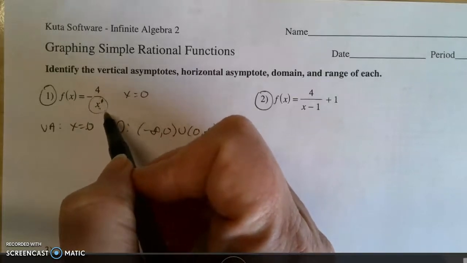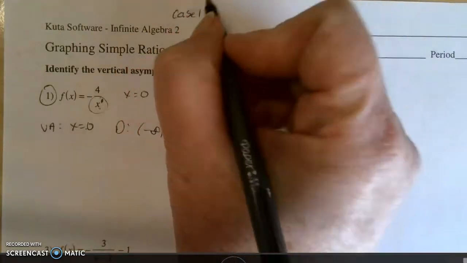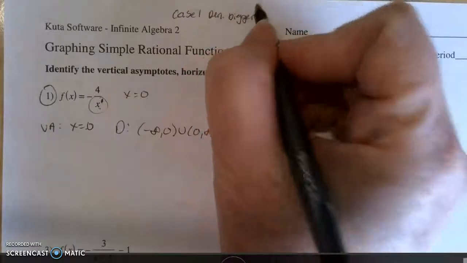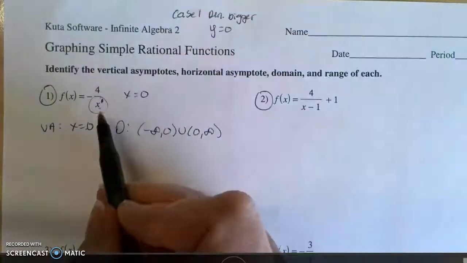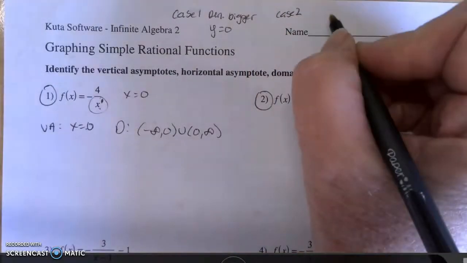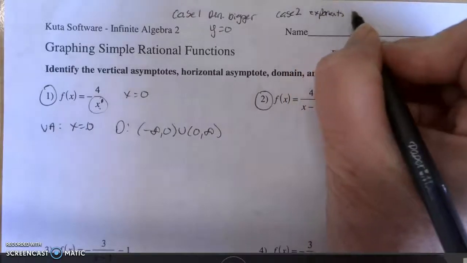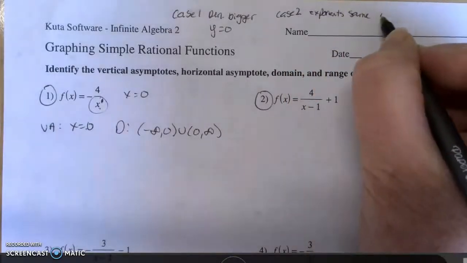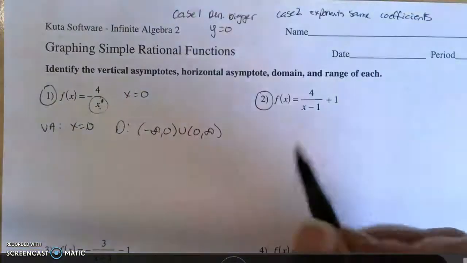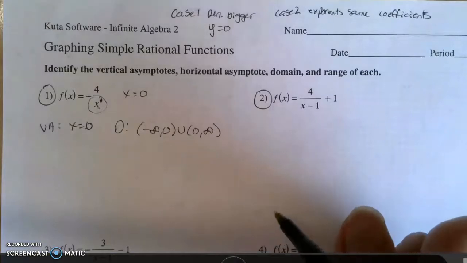So remember when we talked about the three cases? Case 1 is if the denominator is bigger, then you have y equals 0. And that's this case. Case 2, remember, is if the exponents are the same, then it's the coefficients. And we'll do that in number 2, so you can see both cases. Case 3 we'll get to on the next one when we step it up.